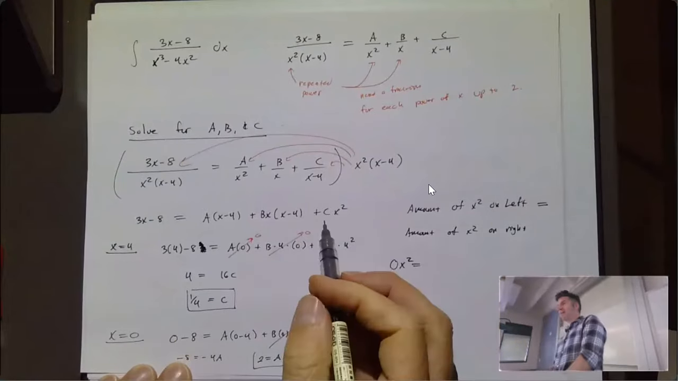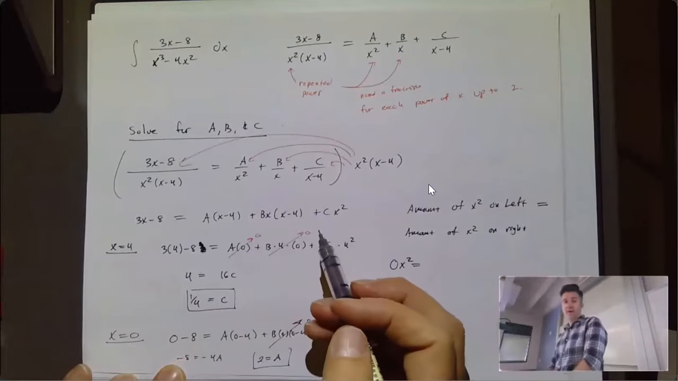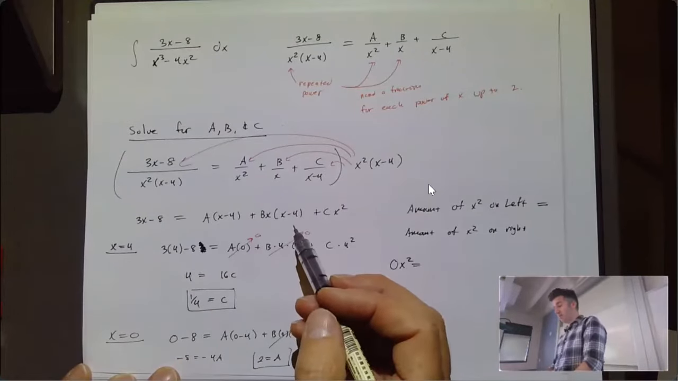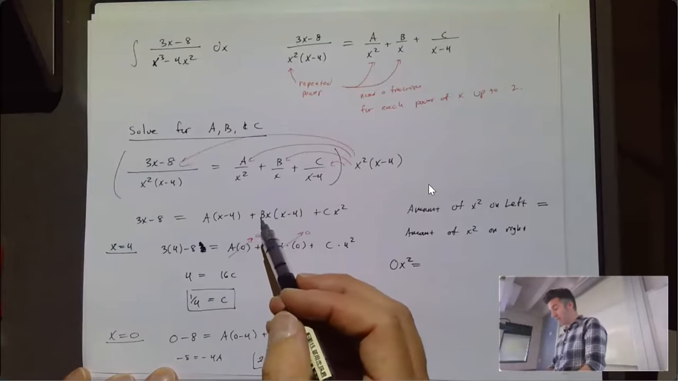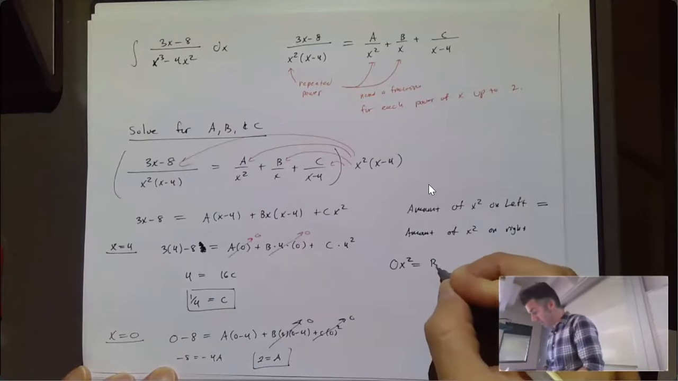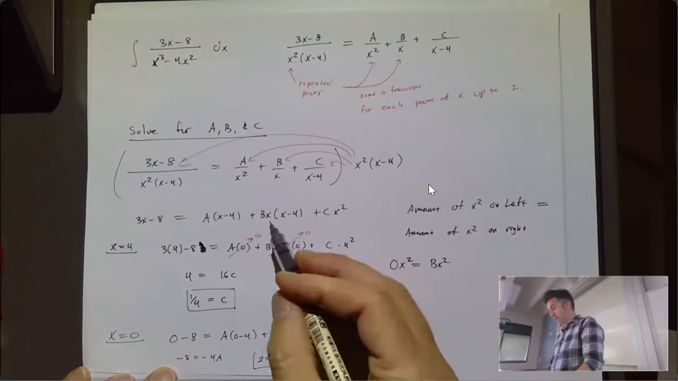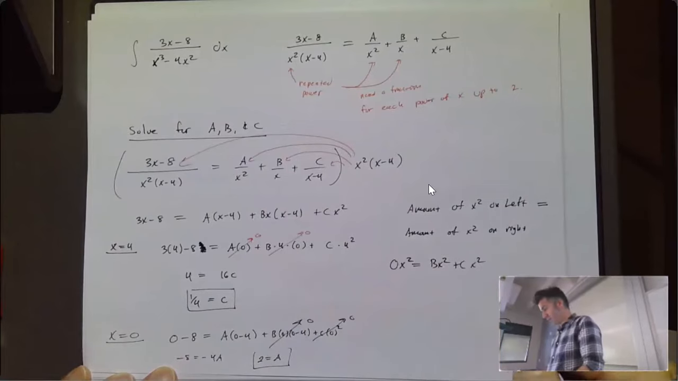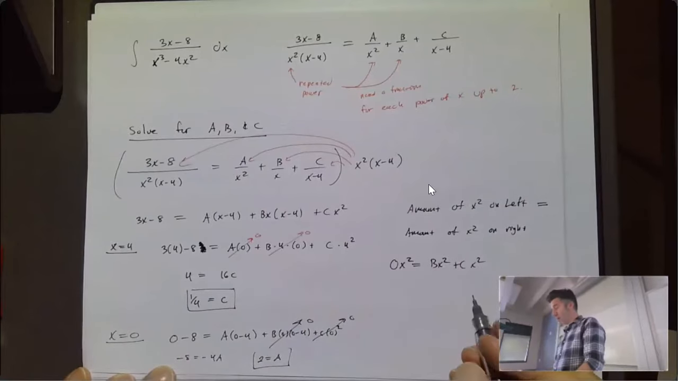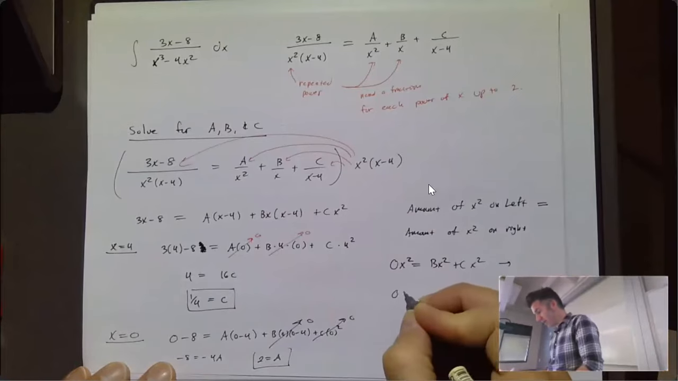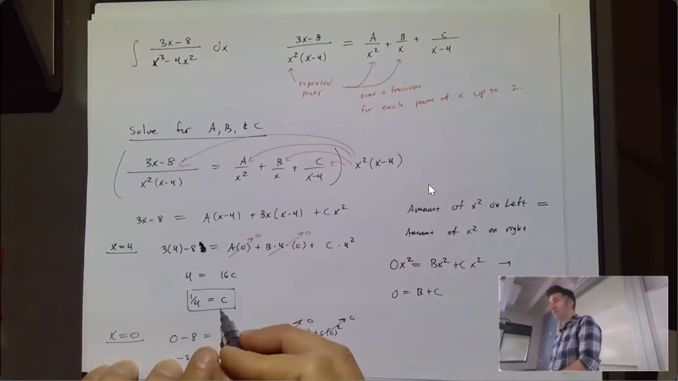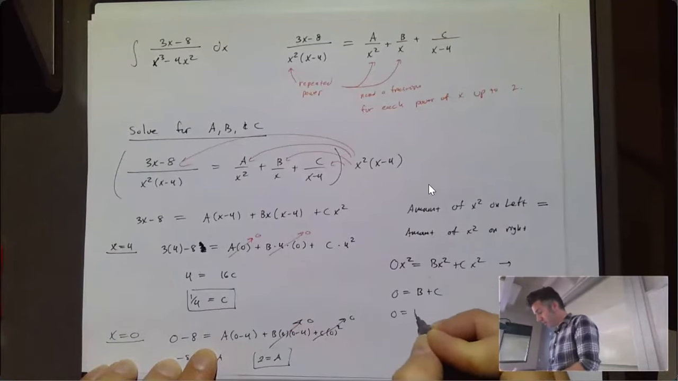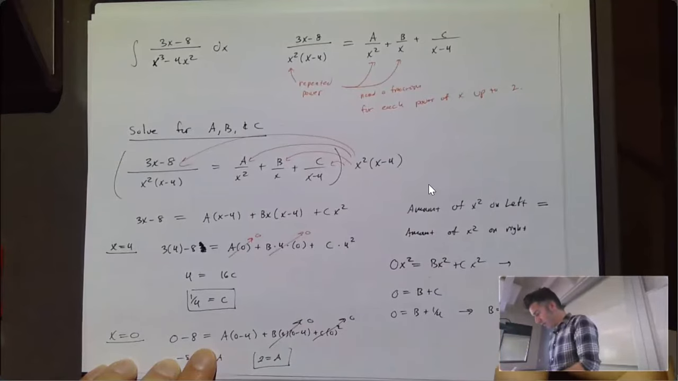And on the right, if I did multiply this out, what would be my coefficient on the x squared terms? Well, I have an a times x minus an a times 4. That's not going to have any x squared. I would have a b times x times x, that would be b times x squared. And then I would also have a c times x squared. So if 0x squared equals bx squared plus cx squared, I can conclude that 0 has to equal b plus c. And since I know that c is 1/4, 0 equals b plus 1/4, meaning b equals negative 1/4.